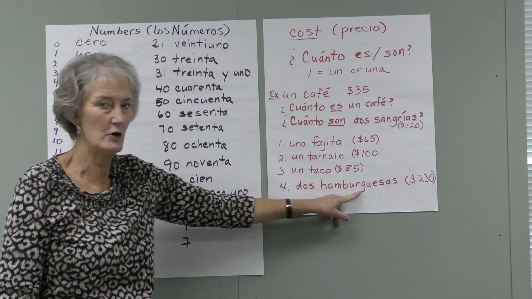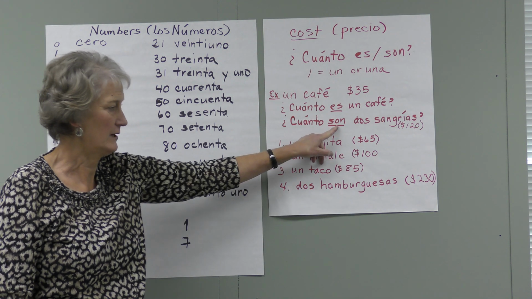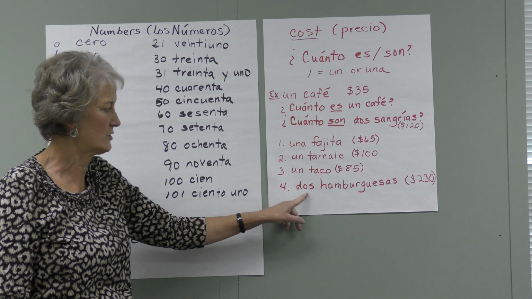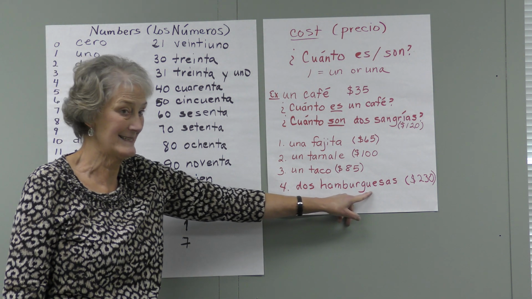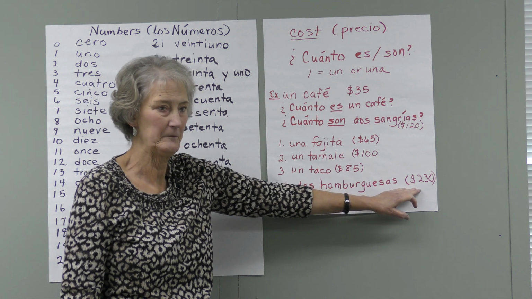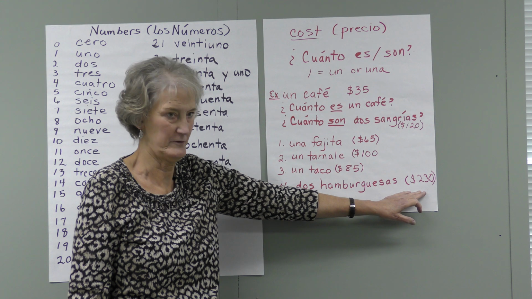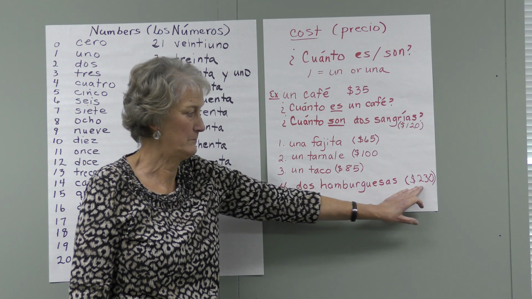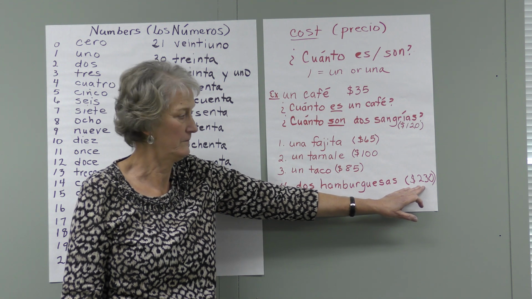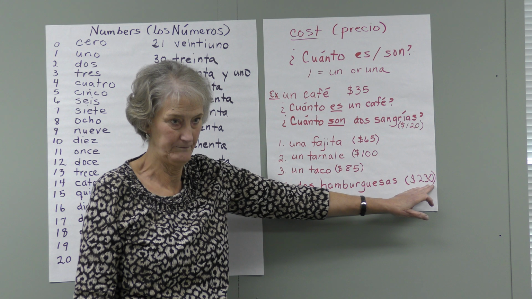Okay, we have here dos hamburguesas, 2 hamburgers. So we're going to have to use son, okay? ¿Cuánto son 2 hamburguesas? Now, I threw in a big number here. It's easy. 200. You just put dos in front of the word ciento, put an S on it because now it's plural. 230 pesos.